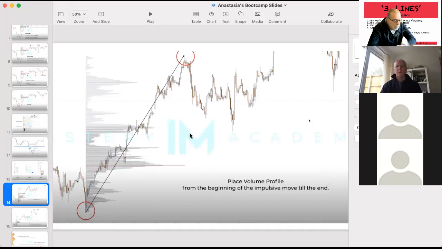She's not using a session to define the volume profile. She's using the full impulsive move, from a low to the high. So that's the first way she uses volume profile.